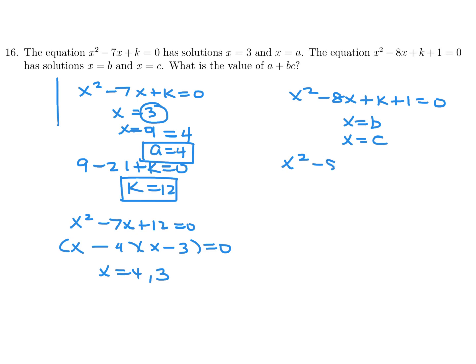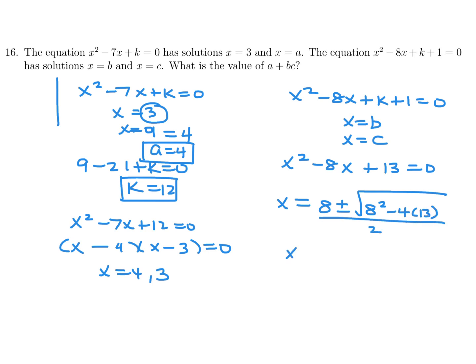X squared minus 8x, k is 12, so that's going to be k plus 1. Does this factor? Unfortunately it does not, so we've got to use the dreaded quadratic. 8 plus or minus the square root of 8 squared minus 4 times 13, over 2. And therefore this is going to be 8 plus or minus the square root of 64 minus 52, which is 12. Root 12 over 2, and then that reduces to 4 plus or minus root 3.